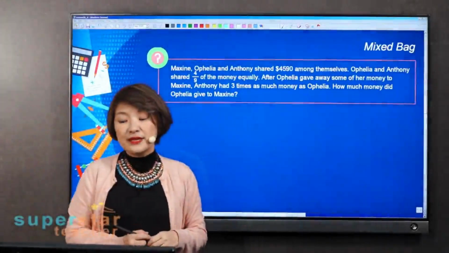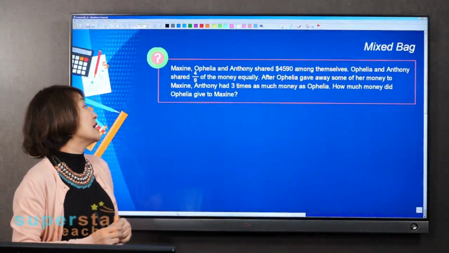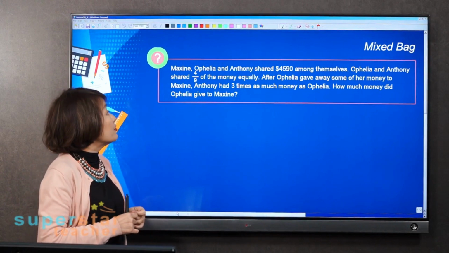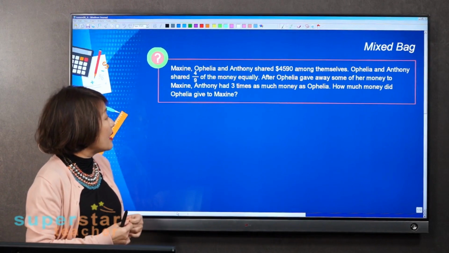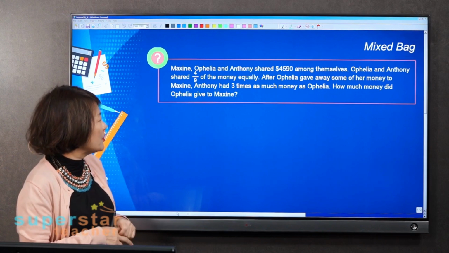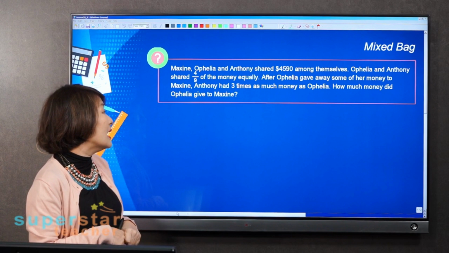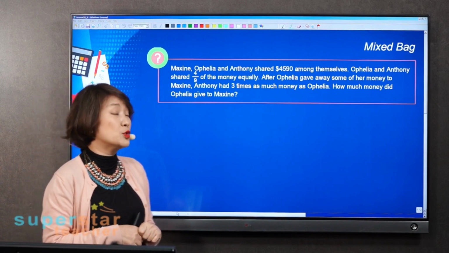Now, Maxine, Ophelia, and Anthony shared $4,590 among themselves. Ophelia and Anthony shared 4/9 of the money equally. After Ophelia gave away some of her money to Maxine, Anthony had 3 times as much money as Ophelia. How much money did Ophelia give to Maxine?